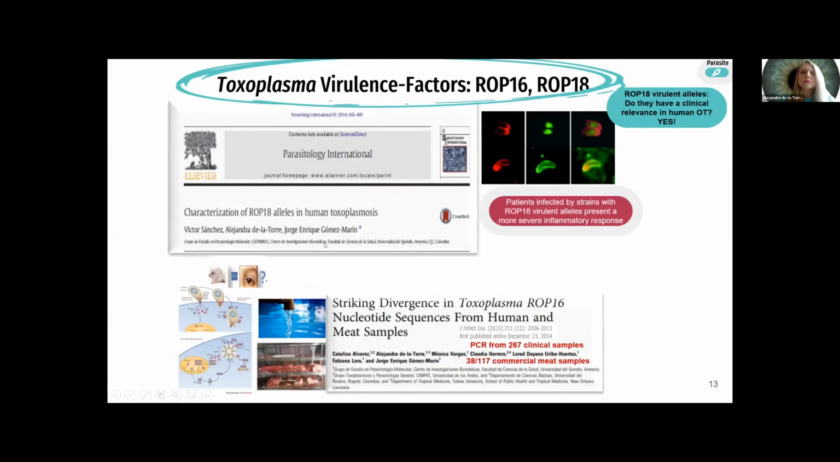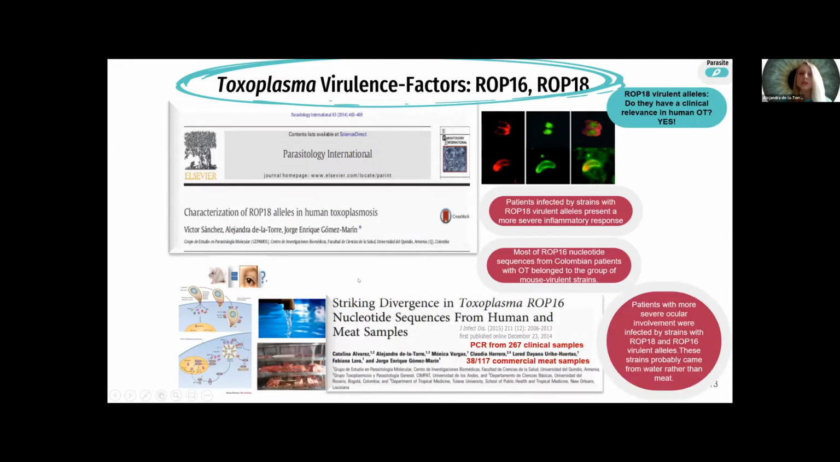And we found that patients infected with strains with ROP18 virulent alleles present more severe inflammatory response. And most of the ROP16 nucleotide sequences from Colombian patients with OT belong to the group of mouse virulent strains. Patients with more severe ocular involvement infected by strains with ROP18 and ROP16 virulent alleles present more severe inflammation. These strains probably came from water rather than from meat.